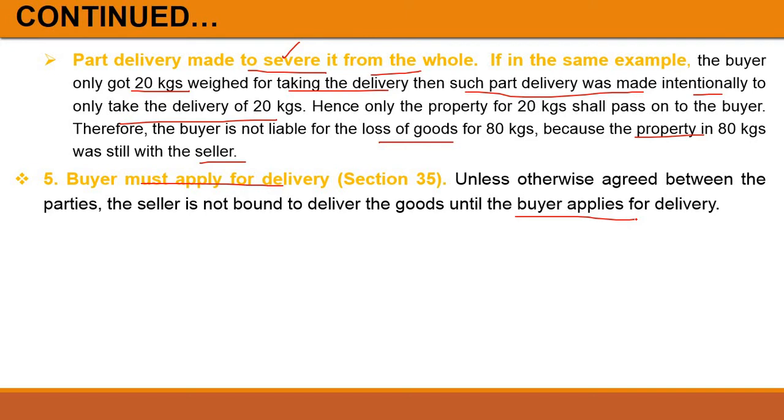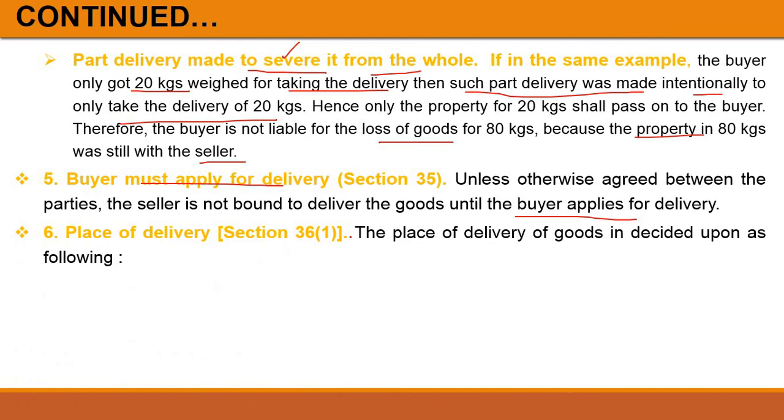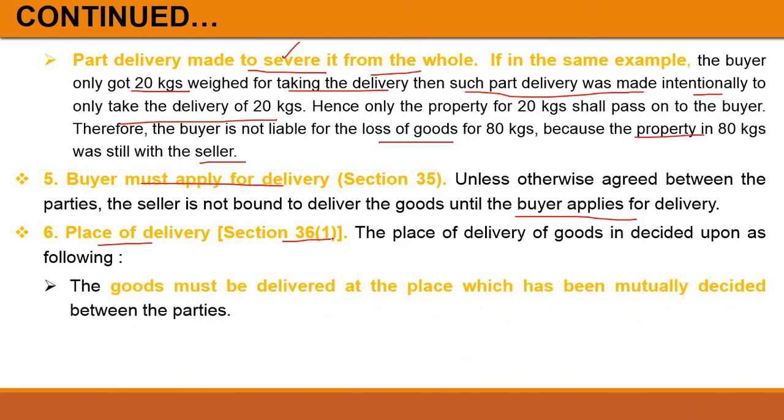If the buyer does not apply for the delivery, the seller is under no responsibility to give the delivery. Next is place of delivery. Section 36 subsection 1. Now where do the goods have to be delivered? It will depend upon various cases. If the parties have decided regarding the place, that is very much fine.